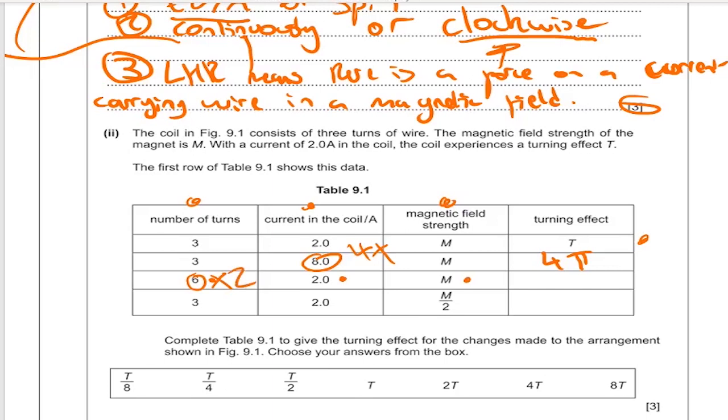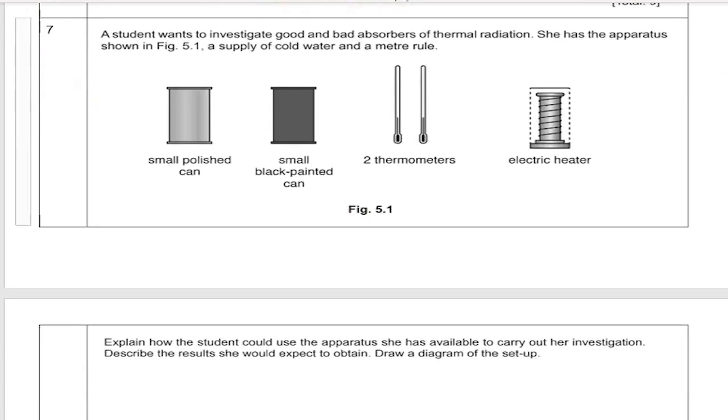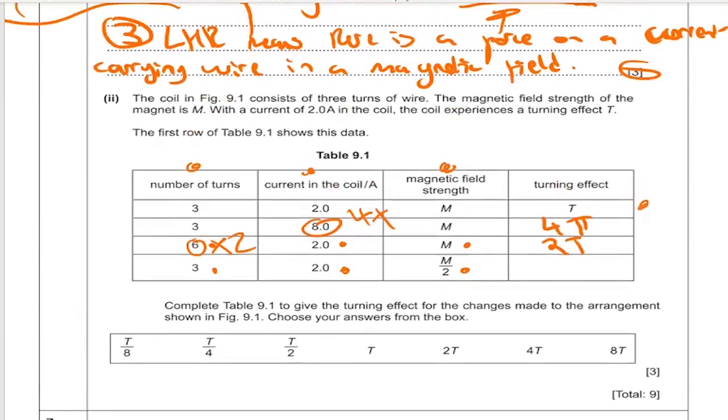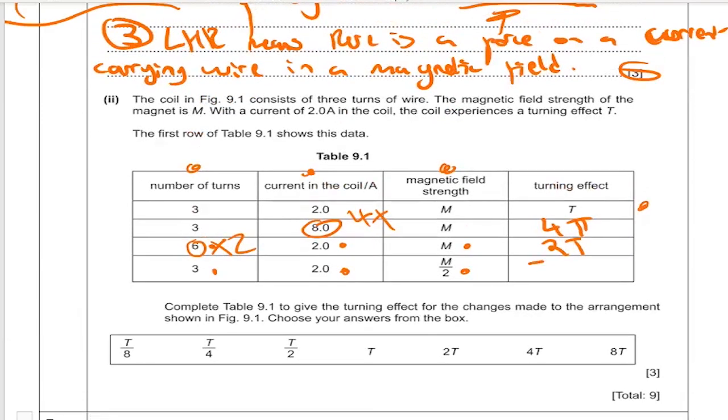Okay, so I've got double the number of turns, I'm going to double the force. Okay, last one. Number of turns is unchanged, current in the coil is unchanged, but the magnetic field strength is half as strong as before. So what that means is that the turning effect is going to be a half what it was before. Okay, and that's the total for our 9 marks.